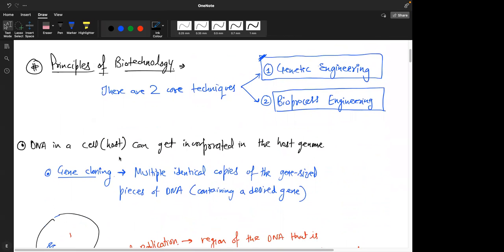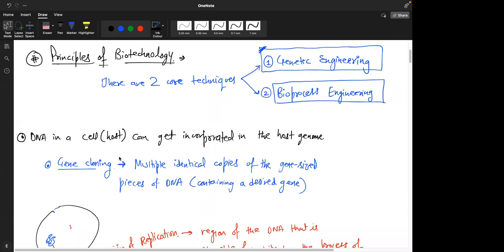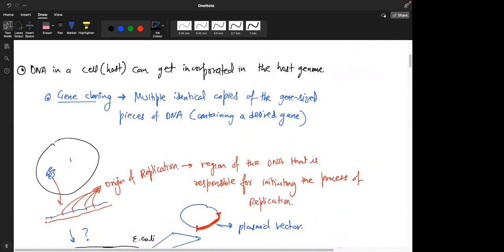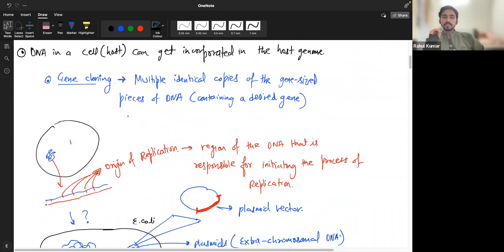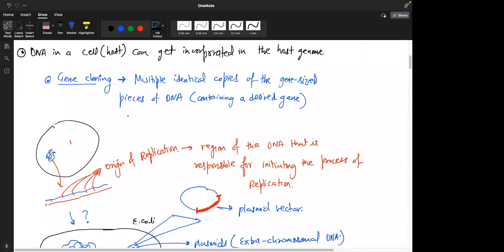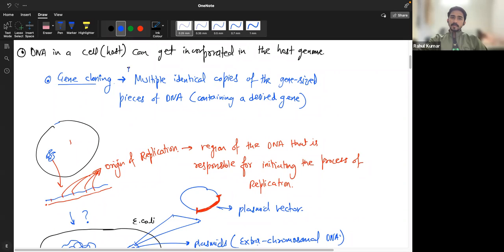Then to create a recombinant DNA, we use gene cloning and gene transfer. Gene cloning is making multiple copies of genes containing a desired gene. Gene transfer is transferring a gene from one organism to another organism. Then what do you say gene cloning is? It is the transferring of a gene from one organism to the other. No, that is gene transfer. Gene cloning is making multiple copies of a desired gene. Yes, so it's about making multiple copies.